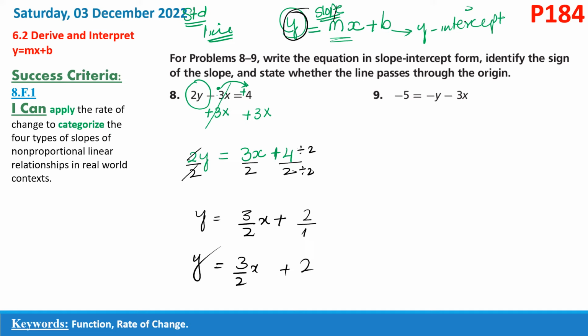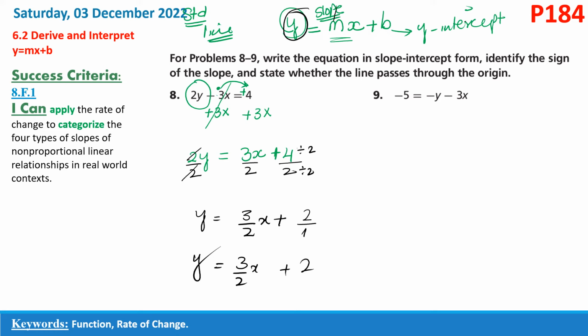Again, to write the equation in slope-intercept form, you have to keep the y on one side and all the other things on the other side. Be sure that first you write the x term and then in the end the number which represents the y-intercept. Now we bring the minus 3x to the other side. So it becomes plus 3x, and then we divide the whole equation by 2.